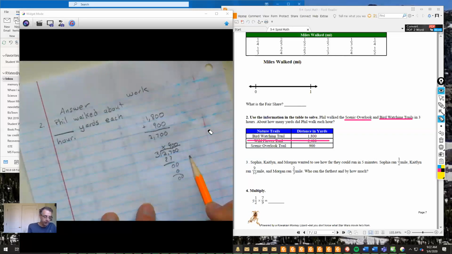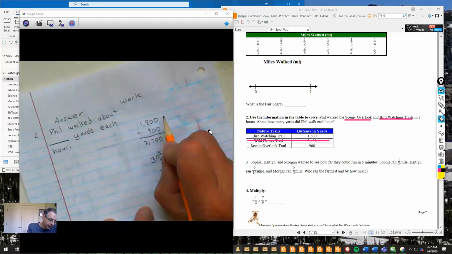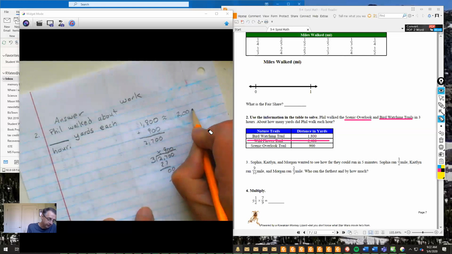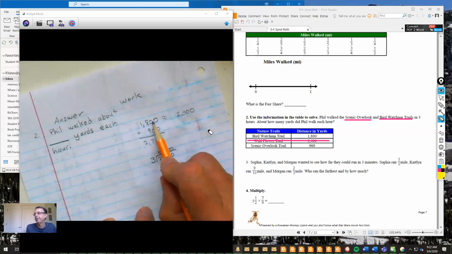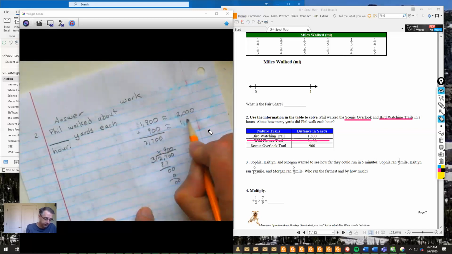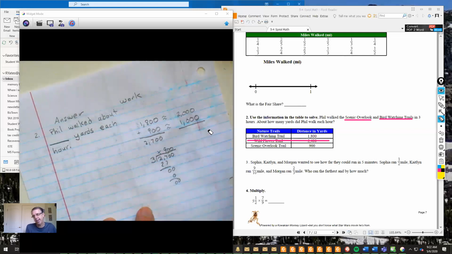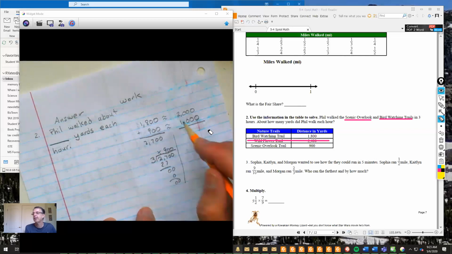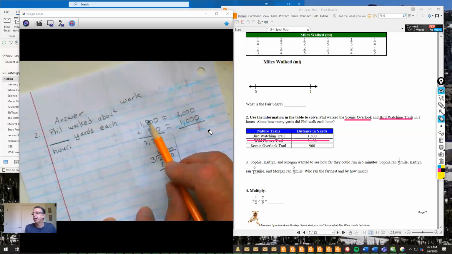You could also, if you were rounding this, a great way to round this down, you could say that Phil walked about 2,000 yards on the bird watching trail. And I could round the 900 to 1,000. And this is actually the estimating way. I'm just saying if you went the other way, I could understand why you went that way. But if you're estimating and rounding, you want to round it this way. 1,800 is about 2,000 yards. 900 is about 1,000 yards.